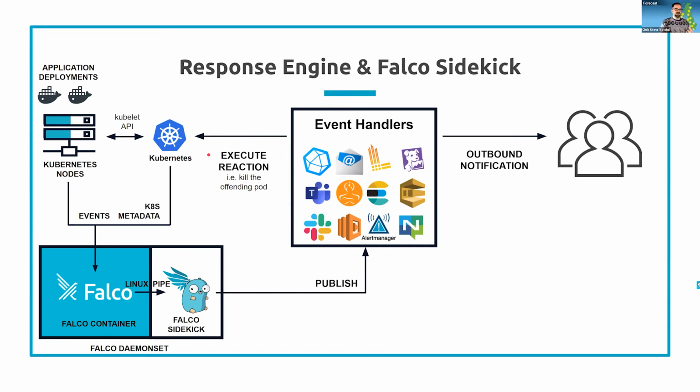So now we can say, okay, my MySQL server is suddenly running the Postgres process. I'm going to kick off a workflow that will kill that container. Or if I've got a RabbitMQ server that starts making outbound network connections, again, go in and kill that particular container. You can do other workflows.